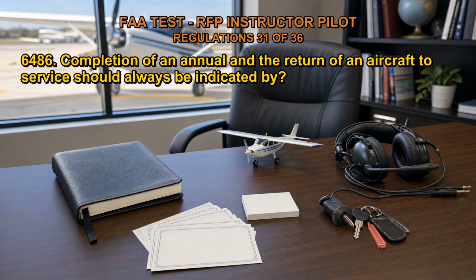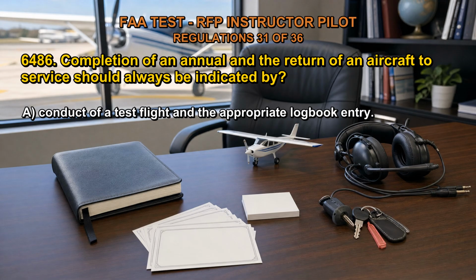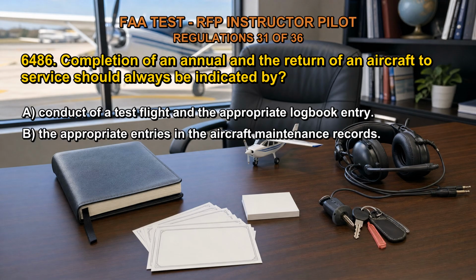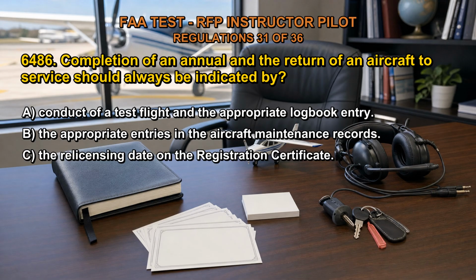6486. Completion of an annual and the return of an aircraft to service should always be indicated by A. Conduct of a test flight and the appropriate logbook entry. B. The appropriate entries in the aircraft maintenance records. C. The relicensing date on the registration certificate. The correct answer is B.